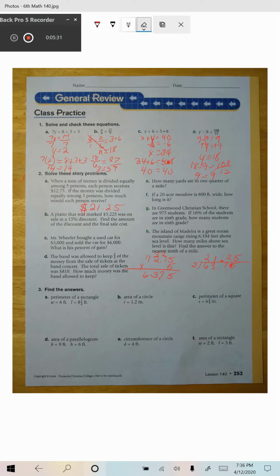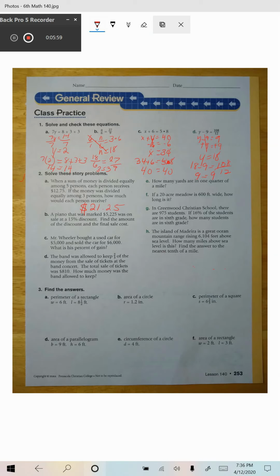All right. Let me erase this because I need this as workspace. All right. B. A piano that is marked $5,225 was on sale for 15% discount. Find the amount of the discount and the amount of the final sale. So they want you to do both. So the best way to do that, if they want both, is just to find the discount first and subtract that from the total.